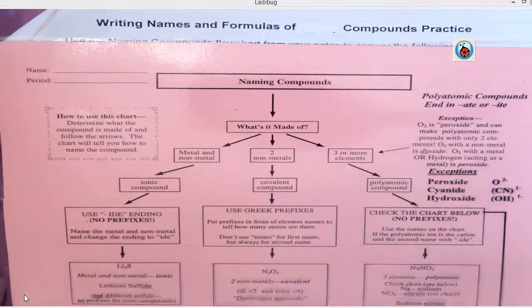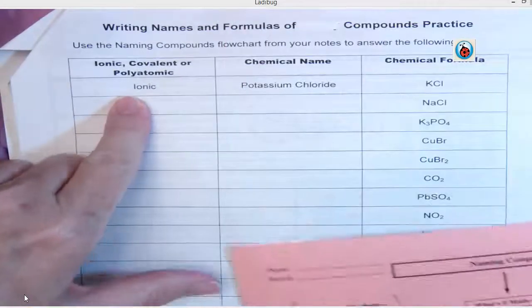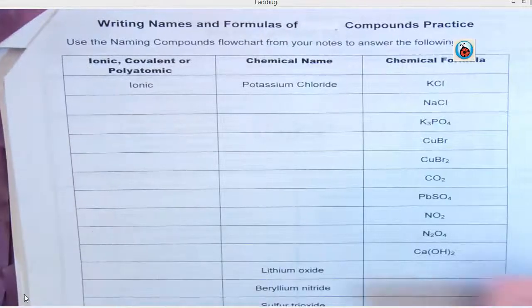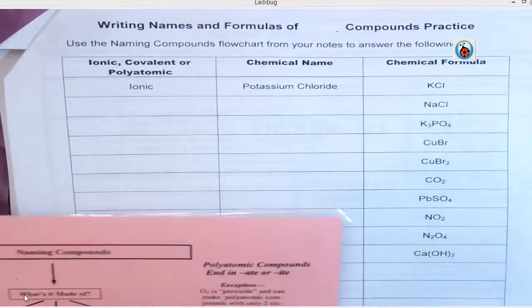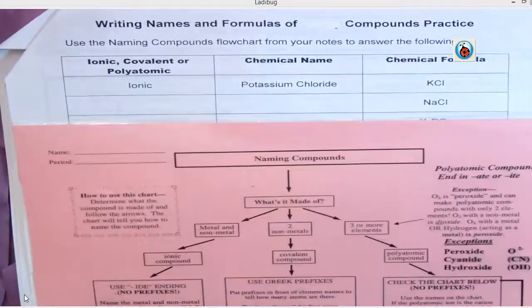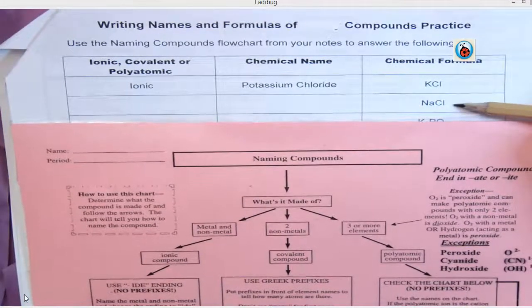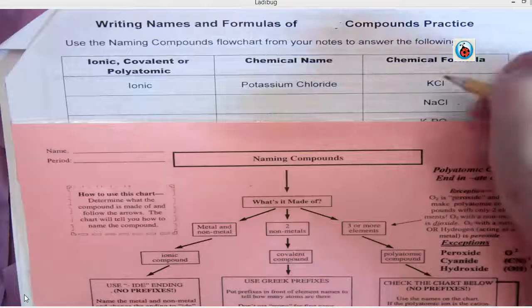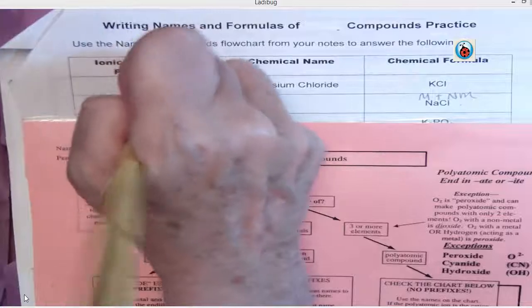Okay, so I want you to fill out the first column here, ionic, covalent, or polyatomic, because if you fill out this first column first, that will help you with the naming and the formula. Okay, for example, here, I'm going to look these elements up, and I'm going to find out if I have a metal plus a nonmetal, two nonmetals, or three or more elements. Okay, so here I've got a metal plus a nonmetal. So I know that's ionic, right?